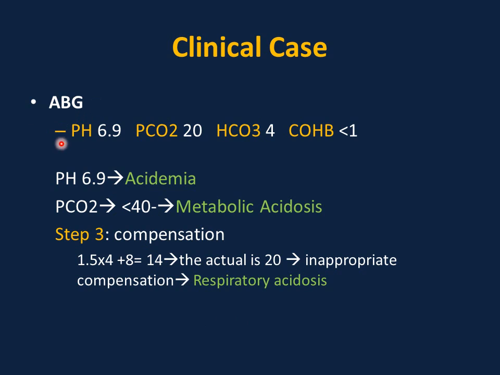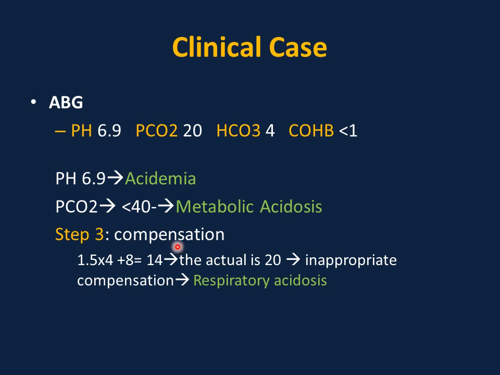So step number 1 in any ABG, you check the pH. The pH is 6.9, less than 7.35. This is a case of acidemia. Step number 2, check the PCO2. The PCO2 is 20, less than 40. This is a case of metabolic acidosis. Also the bicarb is low, here it is 4.